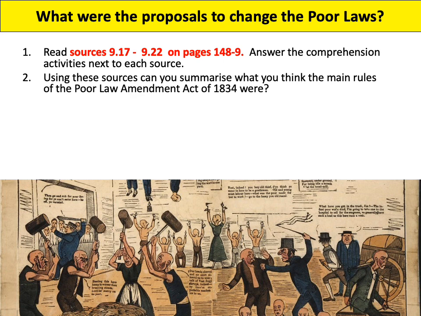And when you've done that, putting it all together, what do you think the new rules would have been? Can you just summarise, without committing yourself, what do you think the government was going to do about poverty in 1834? Okay, so good luck with that, and I'll speak to you about it in a minute.